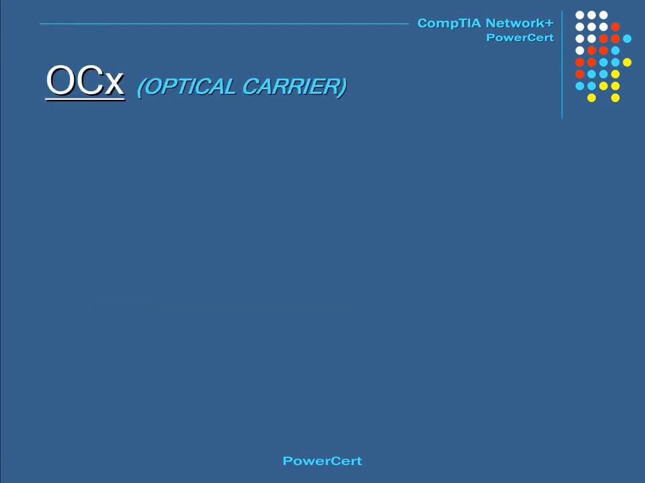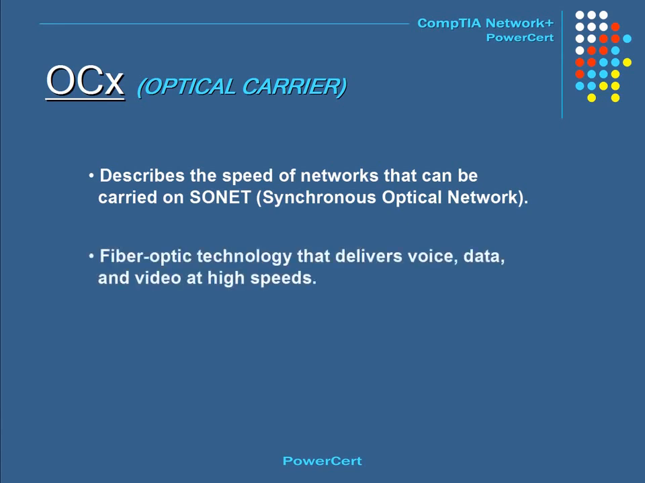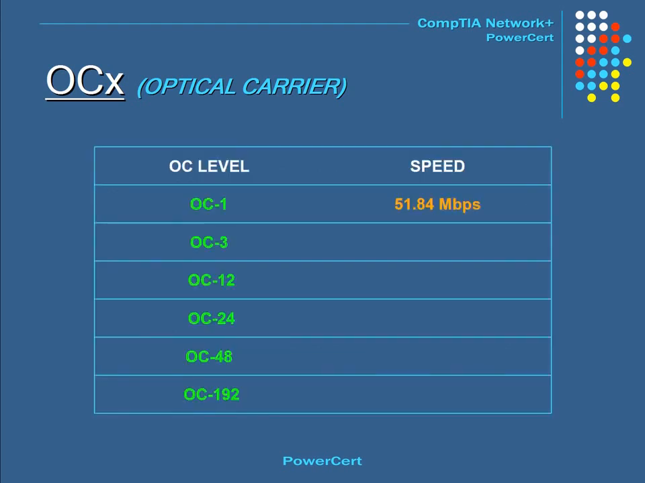OCX stands for optical carrier. These are levels that describe the speed of networks that can be carried on SONET, which stands for Synchronous Optical Network. It's a fiber optic technology that delivers voice, data, and video at high speeds. The OC levels are calculated by multiples of 51.84 megabits per second. These levels are shown on a following table, and you can get the speeds by multiplying the level times 51.84.